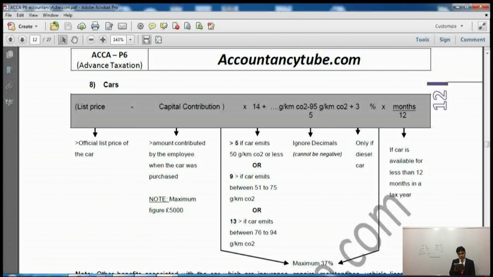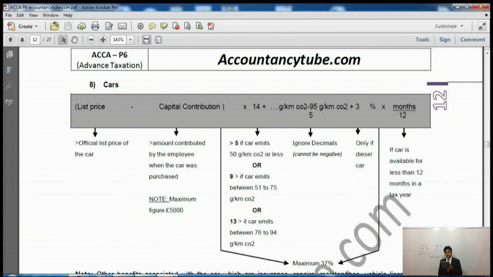Please look at your notes now. Number 8, cars. First we'll have to take the list price. Now the list price will be given to you in the question. So list price is the official list price of the car. It is the market price, or you can say list price. So it will be given to you in the exam.